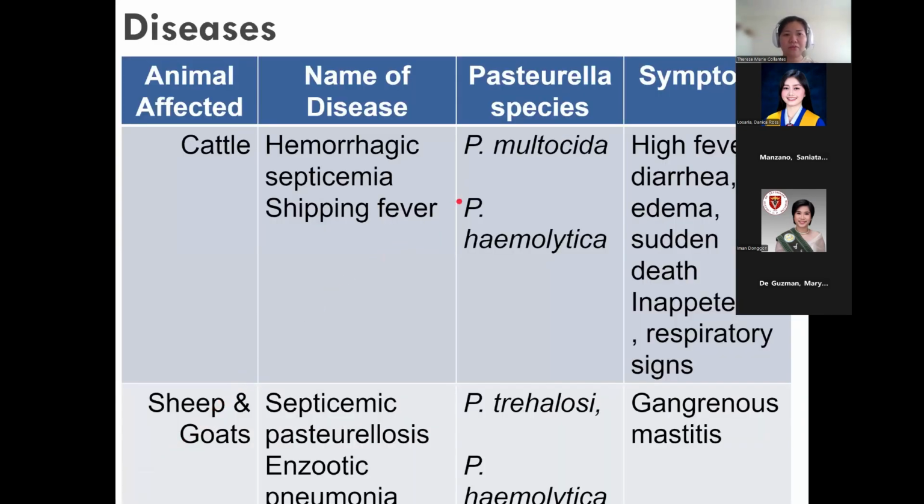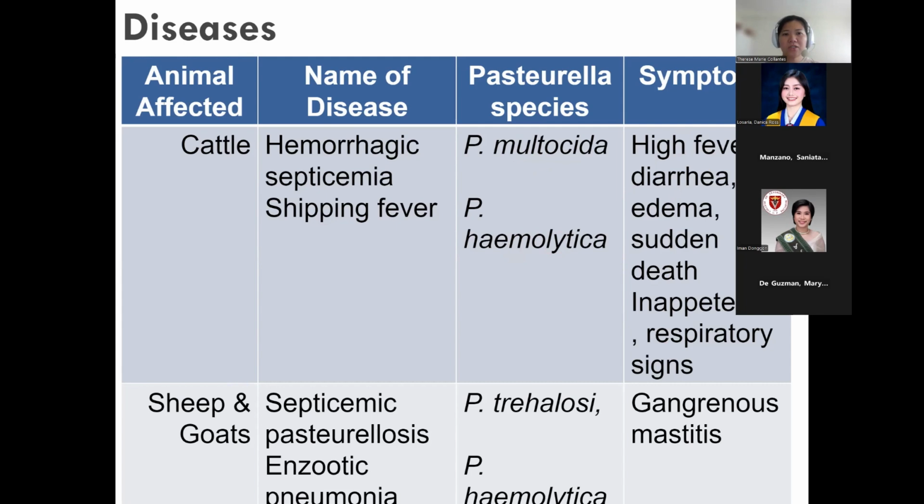So here's a summary of the disease in each affected animal, what is the most important species to take note of, and the symptoms. So for cattle, we mentioned that this bacteria has a wide host range. No? So pwede siya sa large animal, small animal, and then you have avian as well. So for cattle, the specific disease is hemorrhagic septicemia and shipping fever. There are two notable species, the Pasteurella multocida and haemolytica. And this is characterized by high fever, diarrhea, edema, sudden death, inappetence, and respiratory signs.